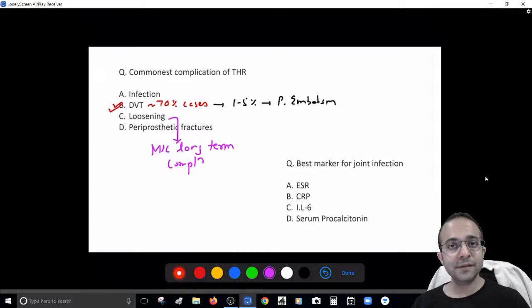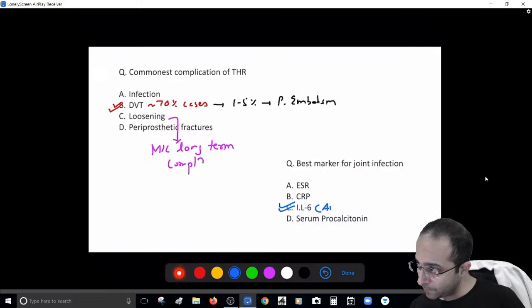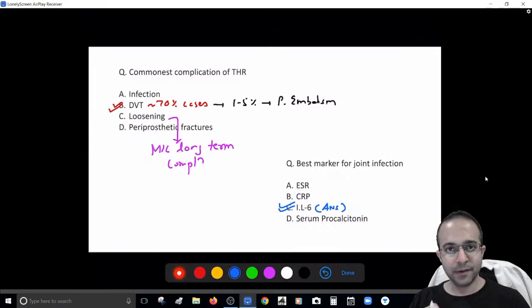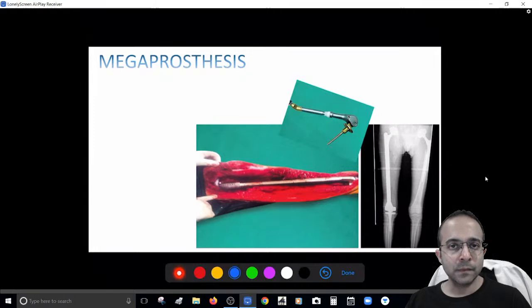Clear with this? And I must tell you, the best marker in case you're suspecting infection, because infection is definitely an important complication, is interleukin 6. So I hope you're clear with some MCQs also from this area. Clear with this? Okay.